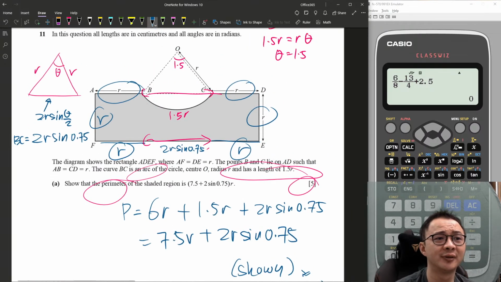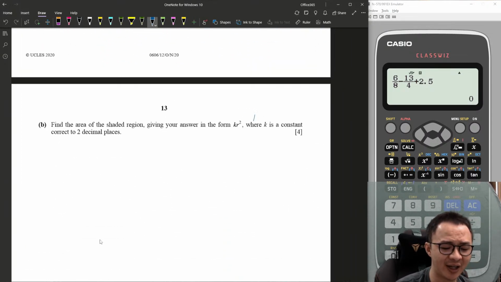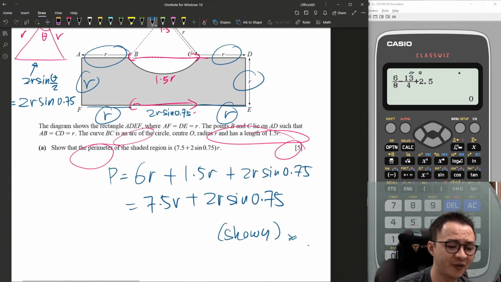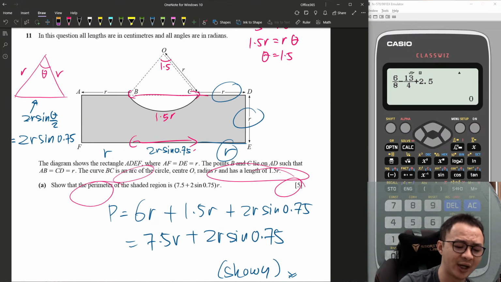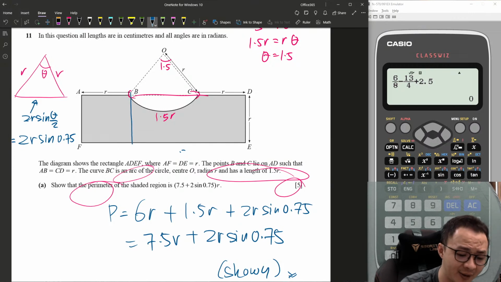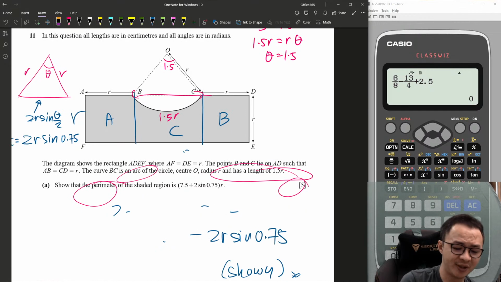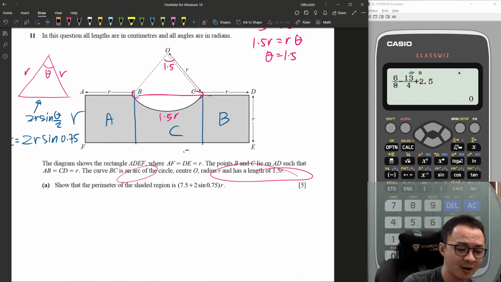Should be quite obvious, right? Find the area of the shaded region. Give your answer in r squared in 2 decimal places. When we find the area of the shaded region, I'm going to split it into 3 parts: part A, part B, and part C. A and B are the same, r times r, so it's just r squared. Let me erase this one, I use a space here. So A is r squared, B is also r squared.